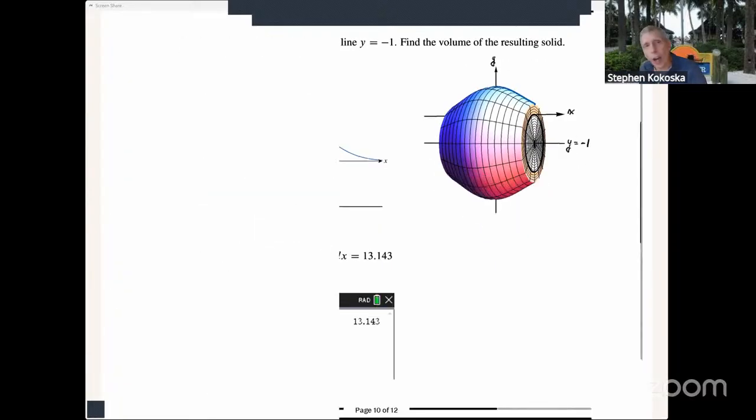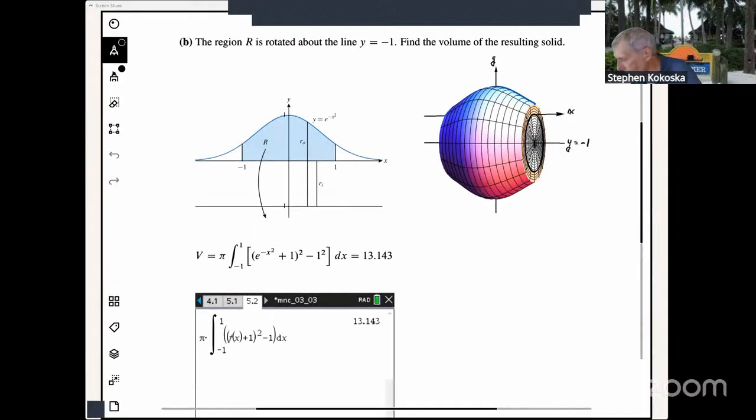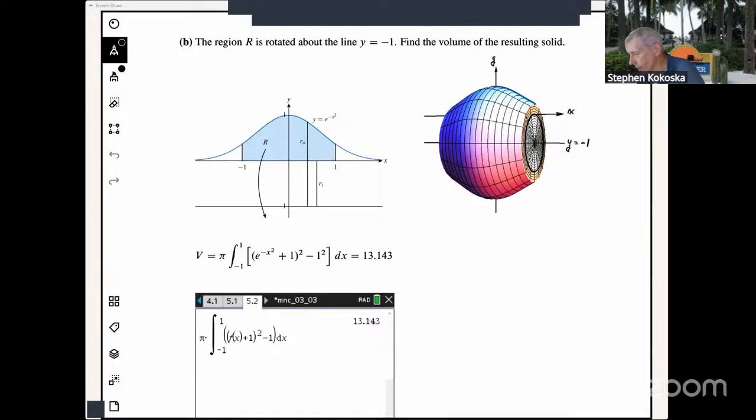So this region R is now rotated about the line y equals -1, and we find the volume of that resulting solid. I did my best on the left-hand side to draw a picture of what we're trying to do. Take that region R and revolve it about this line. This is the line y equals -1.